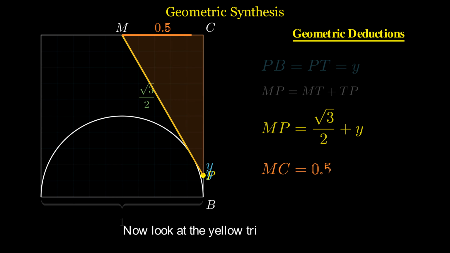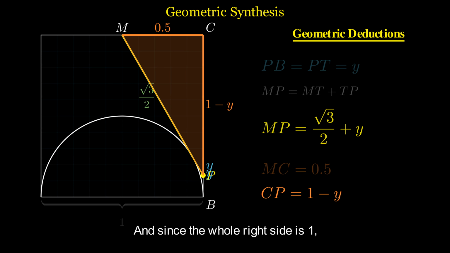Now look at the yellow triangle, MCP. Since the square is 1 unit wide and M is in the middle, MC is exactly 0.5. And since the whole right side is 1 and the bottom bit is y, the top part must be 1 minus y. And just like that, we have all 3 sides of a right triangle written in terms of y. Now we can solve it.